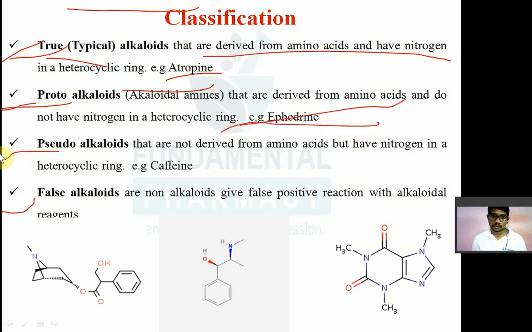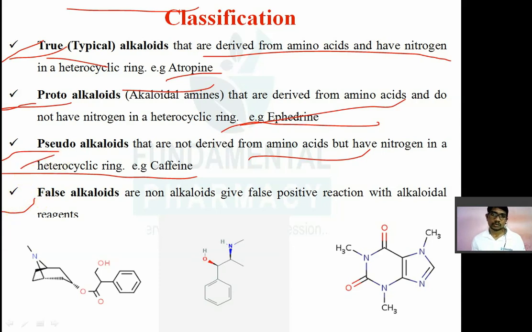Now the third one is known as pseudo-alkaloids. They are not biosynthesized from amino acids, but they will have nitrogen in the heterocyclic ring. For example, caffeine. It is not derived from amino acids, but still it will have nitrogen in the heterocyclic ring. They are derived from nucleotides.